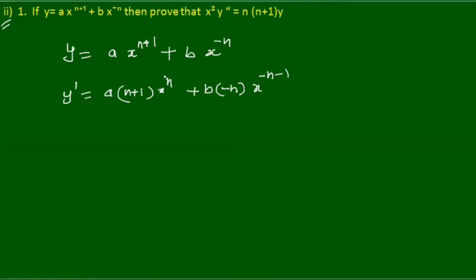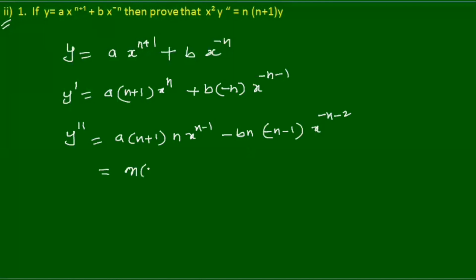y double dash is equal to a into n plus 1 is constant. x to the power of n derivative is n into x to the power of n minus 1. And then minus bn is constant. x to the power of minus n minus 1 derivative is minus n minus 1 into x to the power of minus n minus 2. So from these two, n into n plus 1 is common. So take n into n plus 1 common.